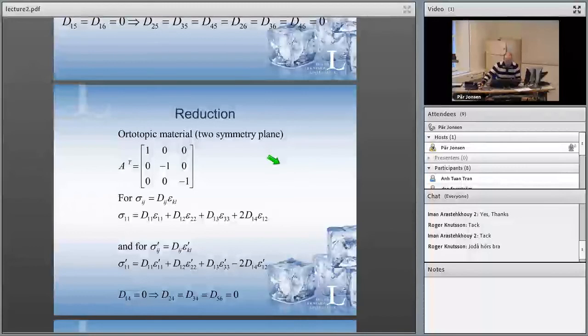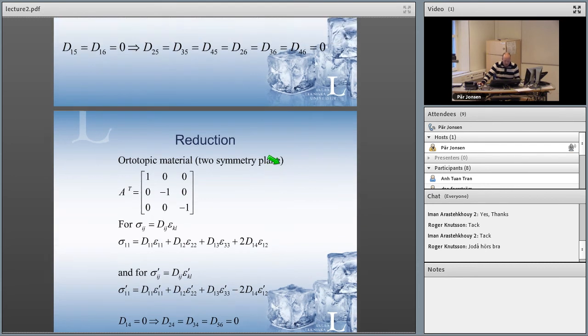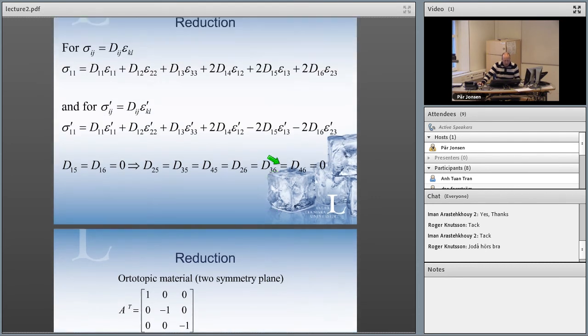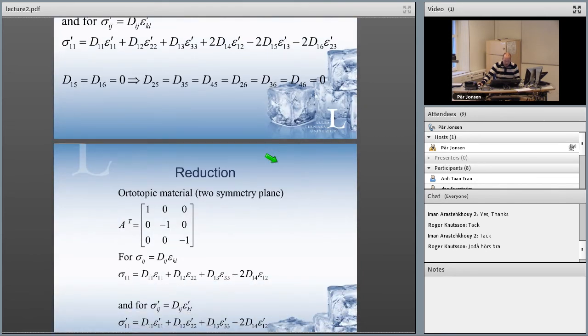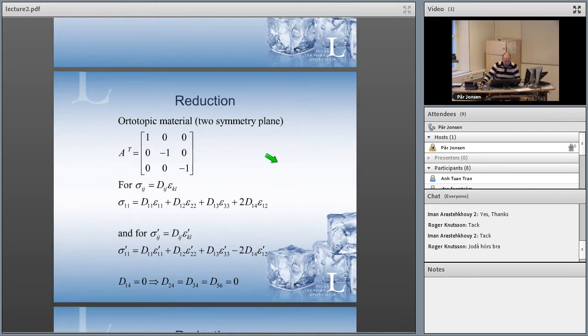We make a new reduction. Now we have 2 symmetric planes. So in your material, you have around 2 planes, symmetric mechanical properties of the material. So we have already gotten rid of all these positions in the stiffness tensor. Now we have these left.